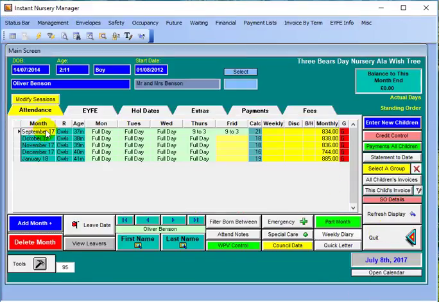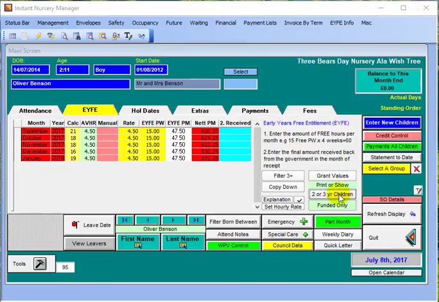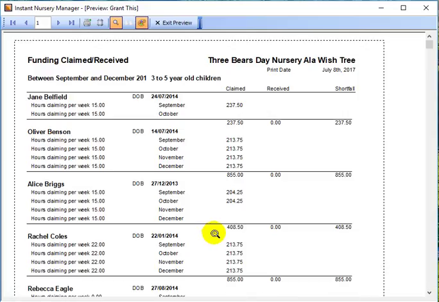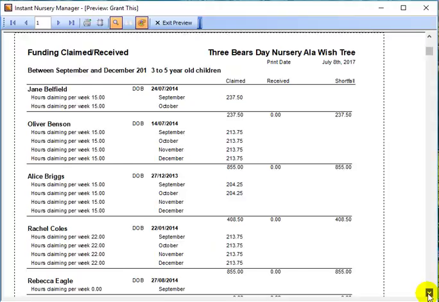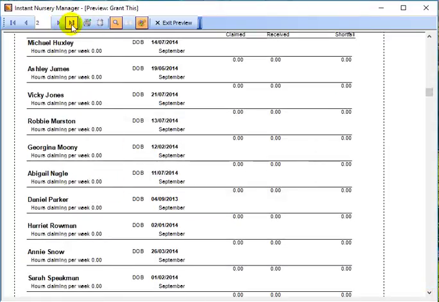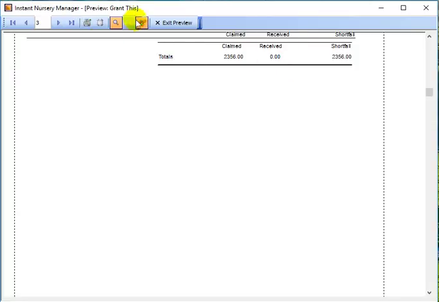When the free hours are in place, you can always go here, for example, term, autumn, this year, and you choose over 3 or 2 to 3 year children, and that will show you a list with the totals of all the funding that is being claimed from your setting, with the grand total at the bottom.